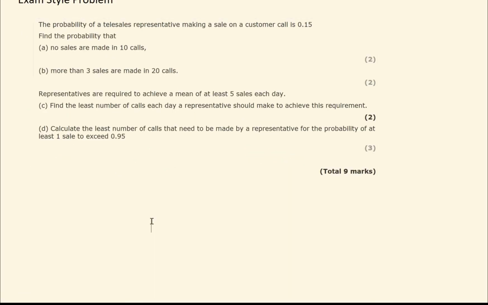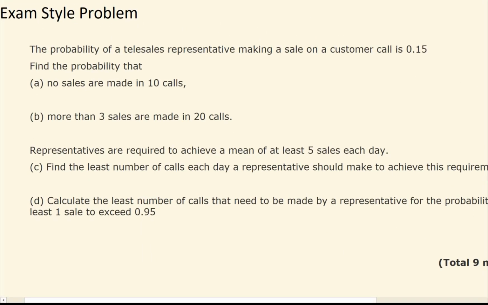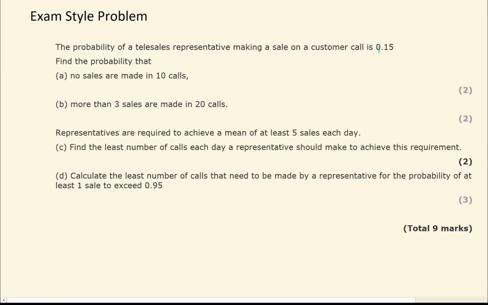I'll just go through one exam style problem, and then you have some questions to try that are linked in the description. So on to this problem. We have a telesales representative, and the odds of making a sale is 0.15. So you go through this, it's really handy if you can just sort of jot down the key things and make a note of what they are. So this is my P, this is probability of success. For A, work out the probability there are no sales made in 10 calls. So here n equals 10.